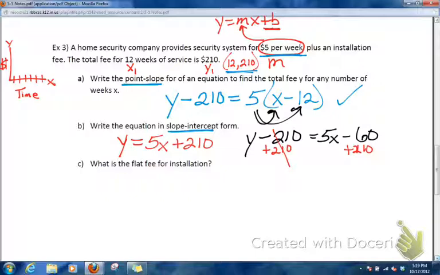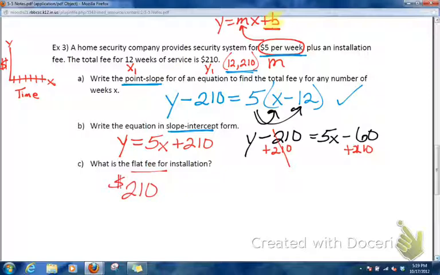And letter C then says, what is the flat fee for installation? Well, remember, up here where we talked earlier, we were saying that, man, if we just knew what that starting amount was, we'd know what our B is automatically, because again, B is your starting place, or your starting point, your y-intercept. We knew it was going to go up by $5 a week, so we knew 5 was our M, but we really need to know what that starting point was. Well, now that we have slope-intercept form, we can look right here and say, hey, our B is 210, which means that was the starting amount, or the flat fee for installation was $210.